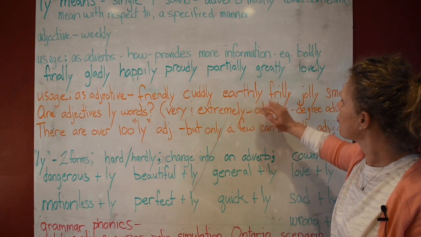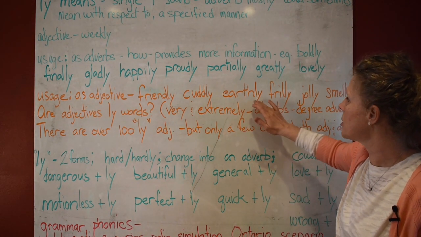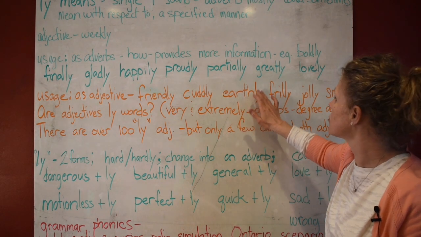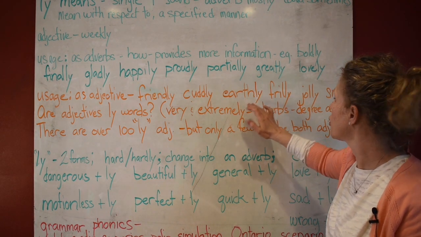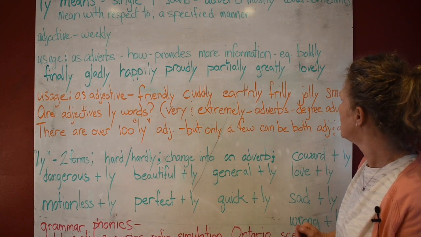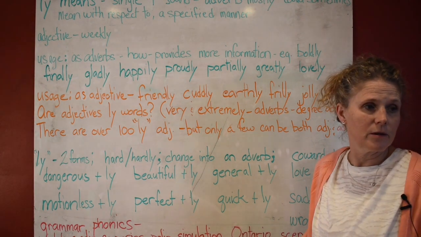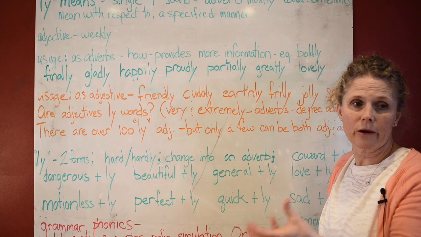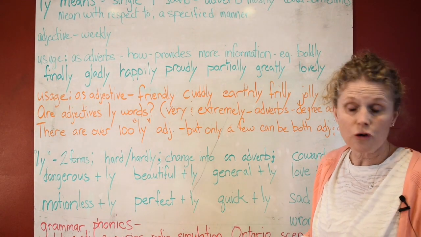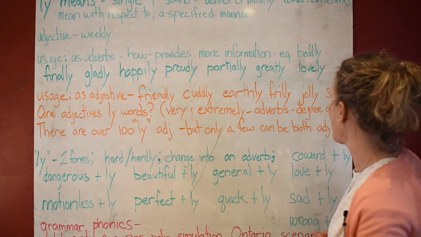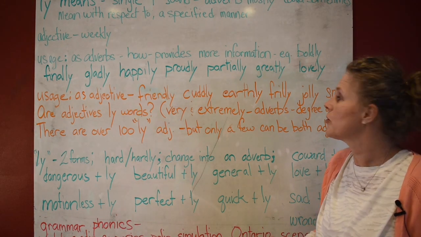Okay. Now earthly. This is a noun. You're putting on your ly, and it's now turned it into an adjective. The earthly. The earthly what? The earthly soil, the earthly trees. The earthly trees. I like that. Okay. The earthly worms.